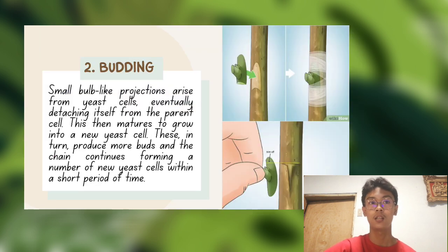Second is budding. Small bulb-like projections called buds arise from these cells. These buds gradually enlarge while remaining attached to their parent cell. Eventually, the buds detach from the parent cell. The detached buds mature and grow into new yeast cells. These new yeast cells in turn produce more buds. This process continues, forming multiple new yeast cells within a short period of time.